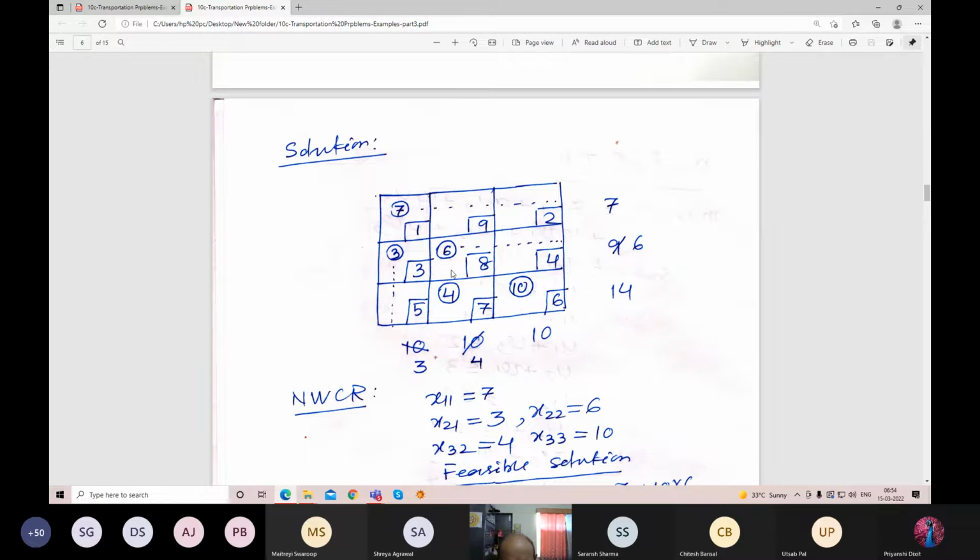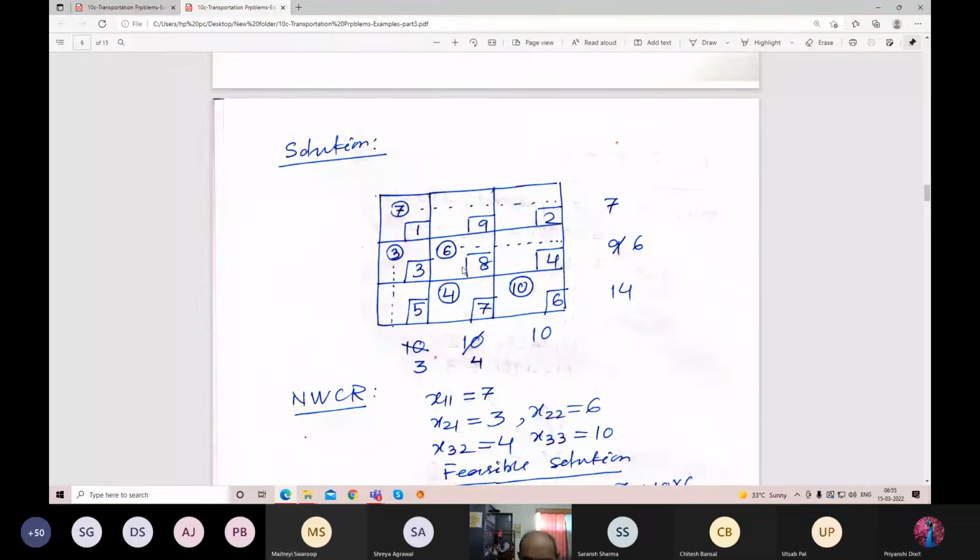Then cell 22 becomes the northwest corner cell. We will allot as much as possible. Row wise 6 units are available, column wise 10 units, so we can allot 6 units. Then the second row can be removed, and from 10 we reduce 6 units, so only 4 units are left.